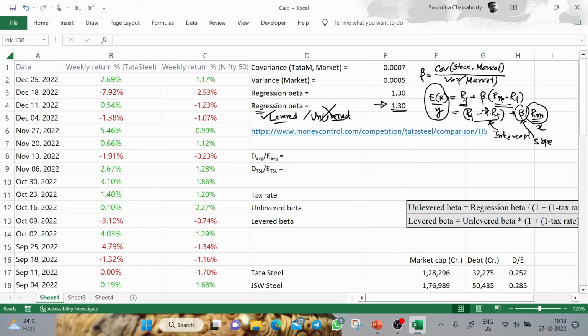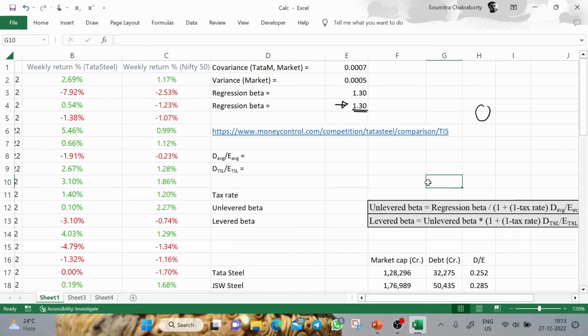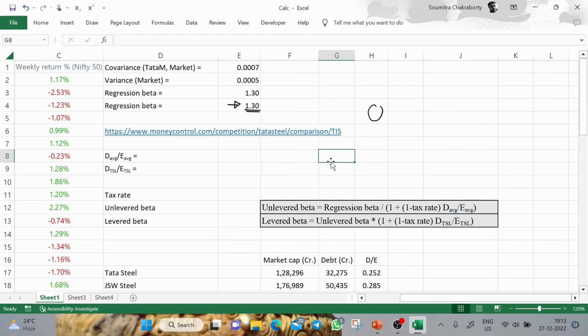So hope you have understood. I am removing all these junks from here, looking not very poetic. Now consider these two formulas. Unlevered beta is your regression beta divided by this, and then levered beta is unlevered beta into this. First of all, we will calculate the unlevered beta, using the regression beta and the average of D and E of the entire sector. And then from that unlevered beta, we will find the levered beta of Tata Steel using the debt of Tata Steel and equity of Tata Steel.